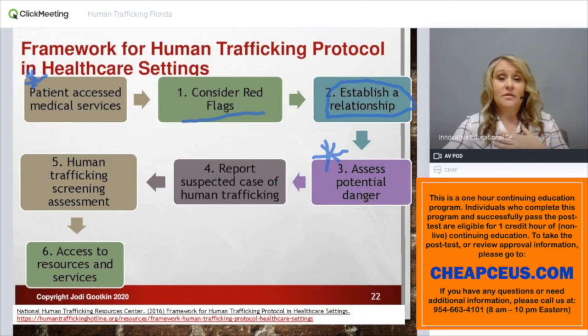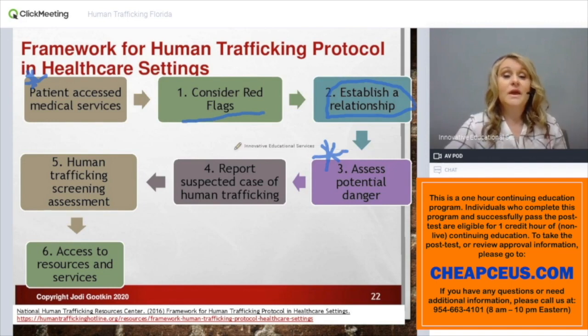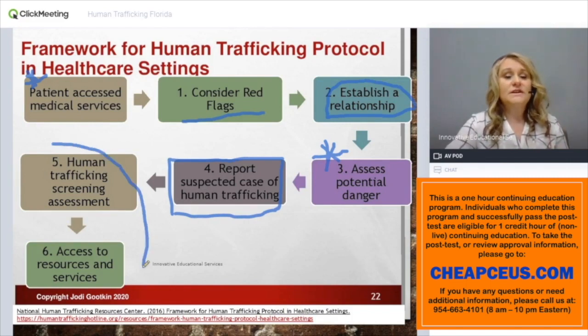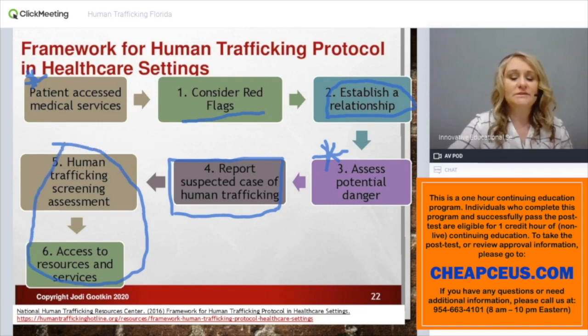We're always going to be aware of assessing potential danger, and that is to remain safe for ourselves as a healthcare provider, the other patients and staff members in the setting that we're in, as well as the victim. And we'll review the specific procedures on how to report cases of human trafficking. And then in terms of screening to confirm that and access to resources, we'll discuss the agencies that are going to assist with that portion of the process.